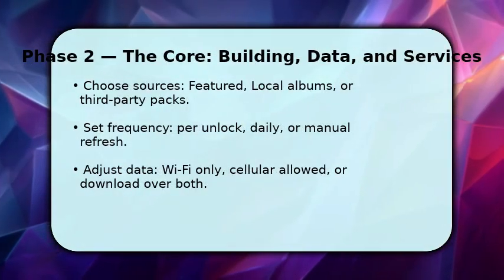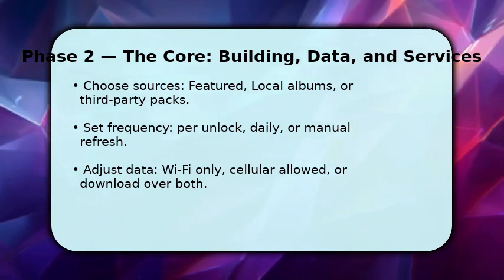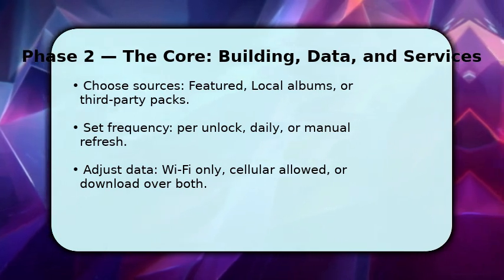Once done enabling, configure where images come from. You choose between Xiaomi featured feeds, your local albums, or installed third-party packs. Pick one or combine sources for variety.